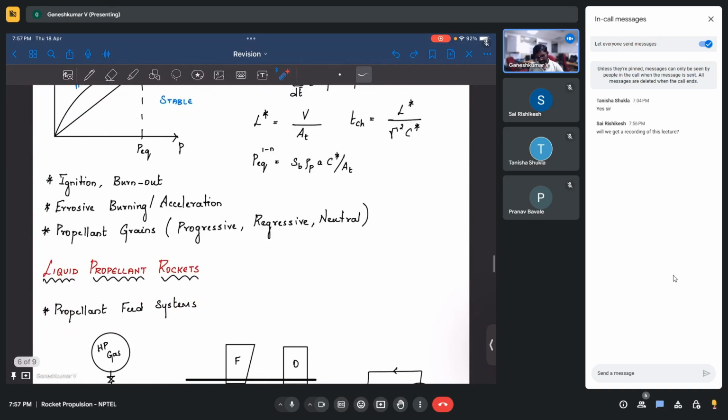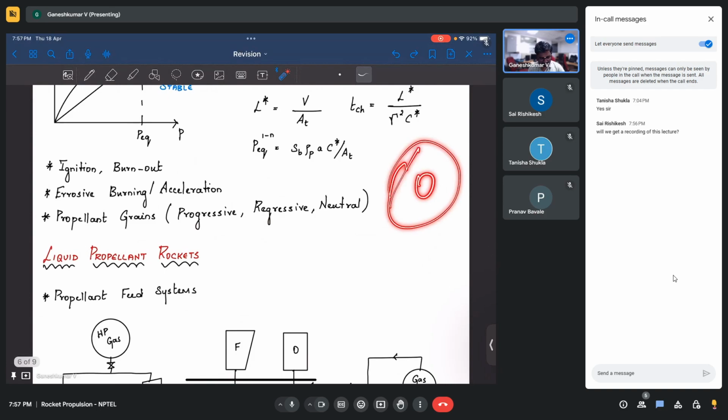Okay, and then we did ignition, burnout, erosive burning, and then propellant grains. You have progressive, regressive, and neutral propellant grains. You have cylindrical grain, star grain, and all these things we will be getting to.